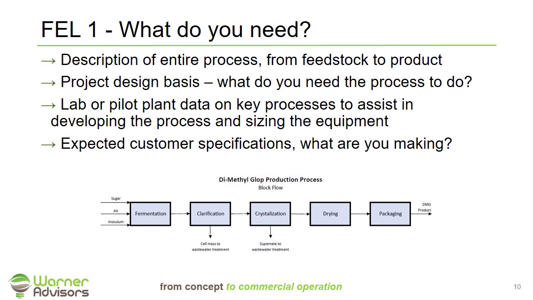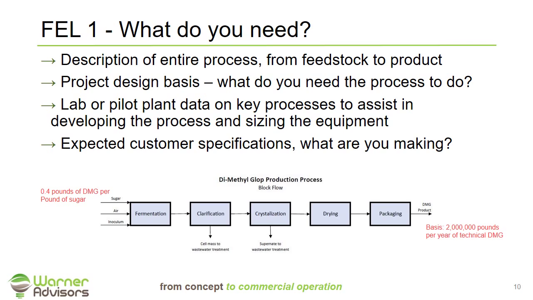So if I look at the dimethyl glop process I discussed previously, we'll do a brief review. We're going to make material by fermentation. We're going to clarify it. We're then going to purify by crystallization, dry, and package. So if this were my process and I was taking this into FEL1, what would I need? First, I would need the basis we discussed. How big is this plant going to be? What is our expected capacity of our product, and what is that specification? In this case, it's going to be a technical grade dimethyl glop, and I'm assuming that technical grade dimethyl glop is already defined by the industry as far as what the contaminants and level of purity are.